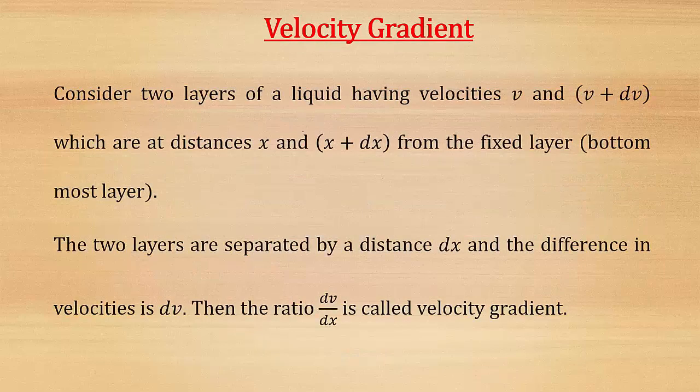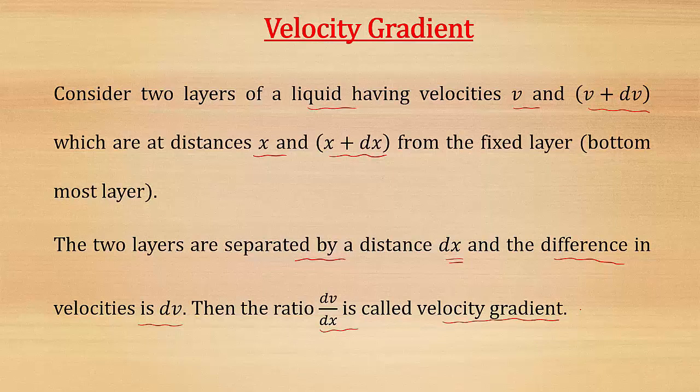Let us consider two layers of the liquid having velocity v. The first layer we can take as v, the second layer is v plus dv, which are at the distances x and x plus dx from the fixed layer. The two layers are separated by the distance dx and the difference in the velocity is dv. Then this ratio is called velocity gradient.